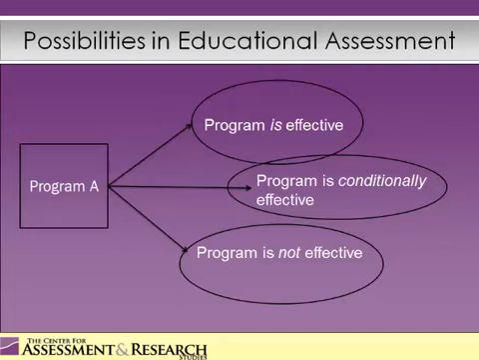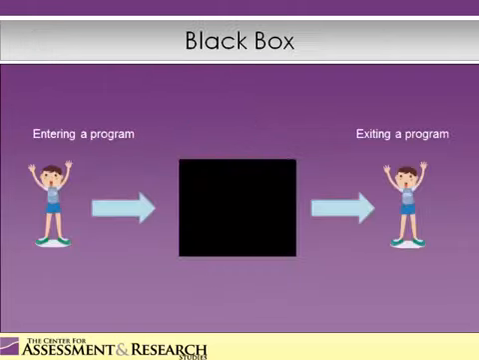First, I may conclude that the program is effective when in fact it is not effective, and we would refer to this as a false positive. Second, I may conclude that the program is ineffective when in fact it is effective. We would refer to this as a false negative. Though there are statistical issues that we should consider here, I will suggest that we may at least in part address this issue by probing what we refer to as the black box.